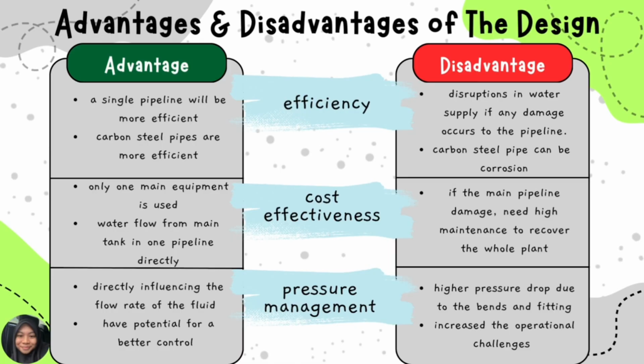Next is the advantage of our design based on cost effectiveness, where only one main piece of equipment is used, which can reduce the cost of plant equipment requirements. Second, the water flows from the main tank in one pipeline directly, which can reduce the need for multiple pumping stations along the route. However, the disadvantage of our design based on cost effectiveness is that if the main pipeline gets damaged, it needs high maintenance to recover the whole equipment.